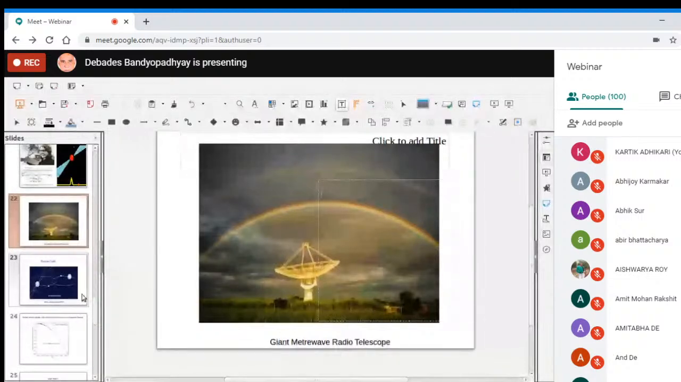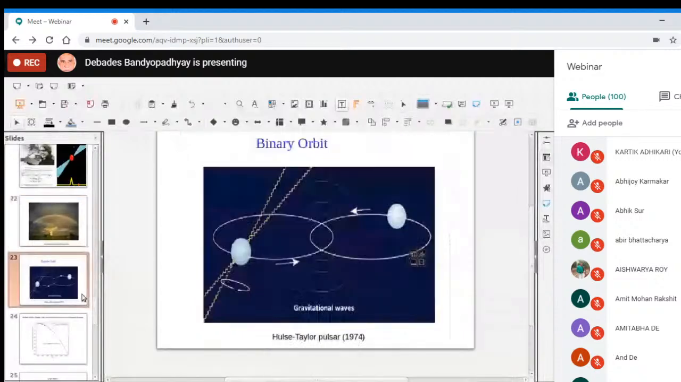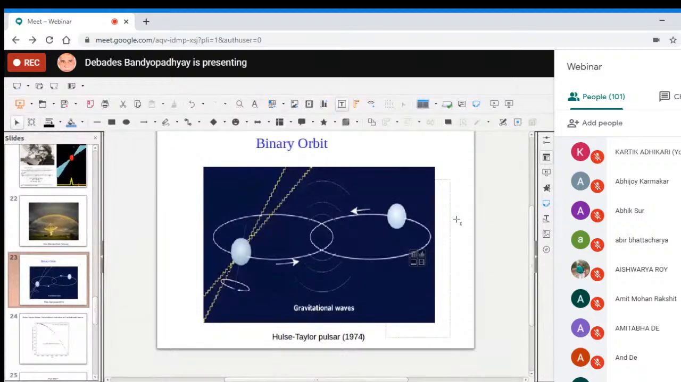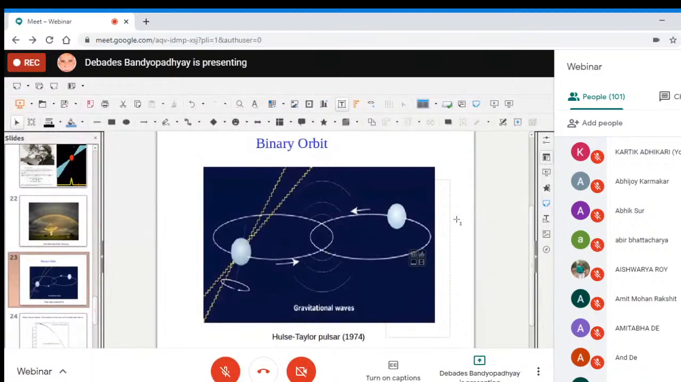Now, the neutron star was discovered in 1967, and in 1974 two scientists, R. Hulse and J. Taylor, discovered the first binary neutron star system. In this binary, the object on the left is actually a pulsar, and the other one is a neutron star. So this is a fascinating thing, and they are moving around each other actually, and this is the Hulse-Taylor pulsar.